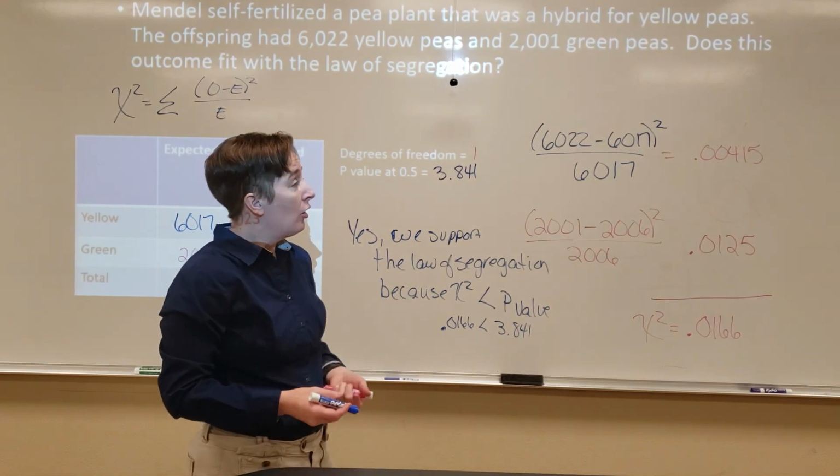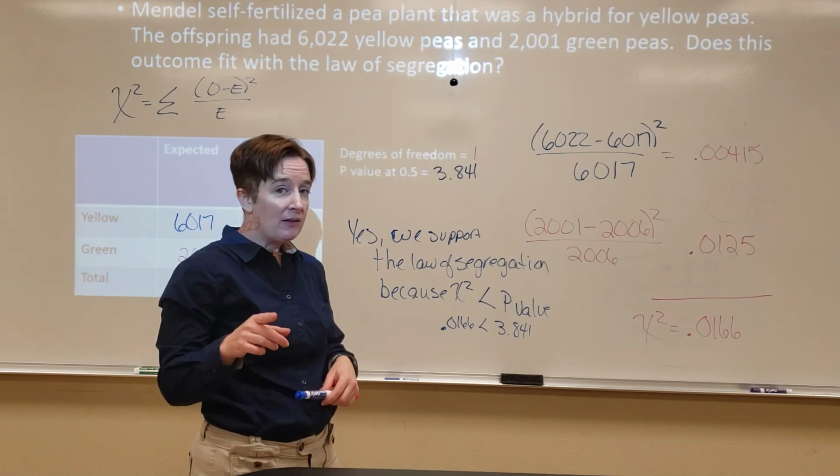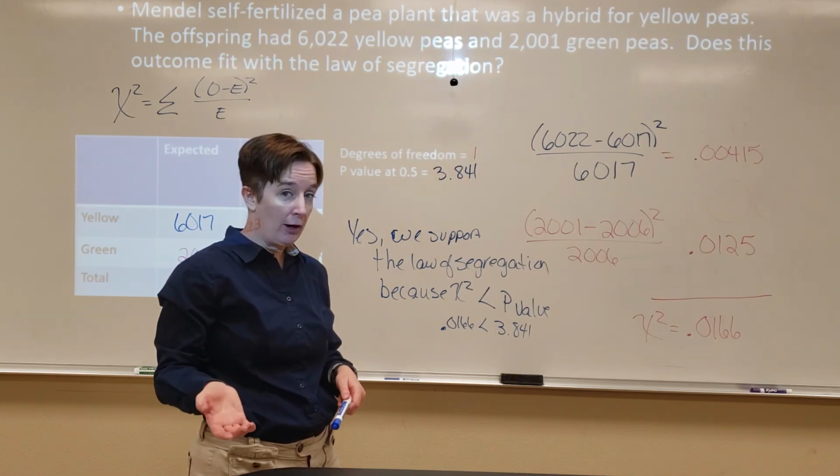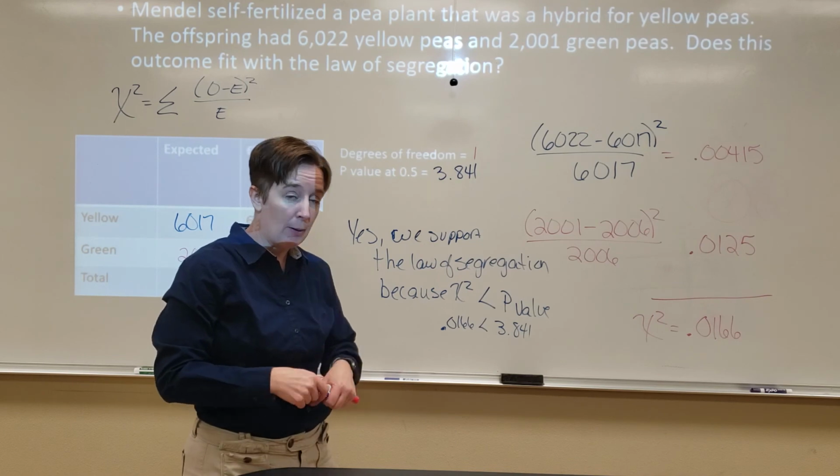So that's how you solve a basic genetics problem, and then that's how you use chi-square to help you figure out whether or not it supports Mendel's laws that he came up with way back when.